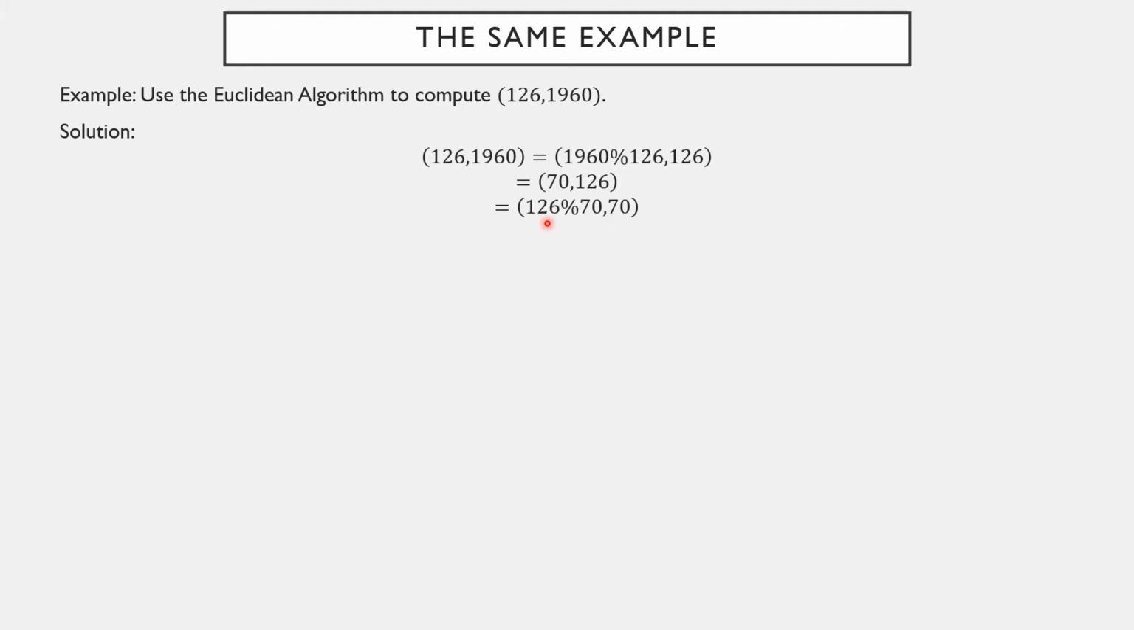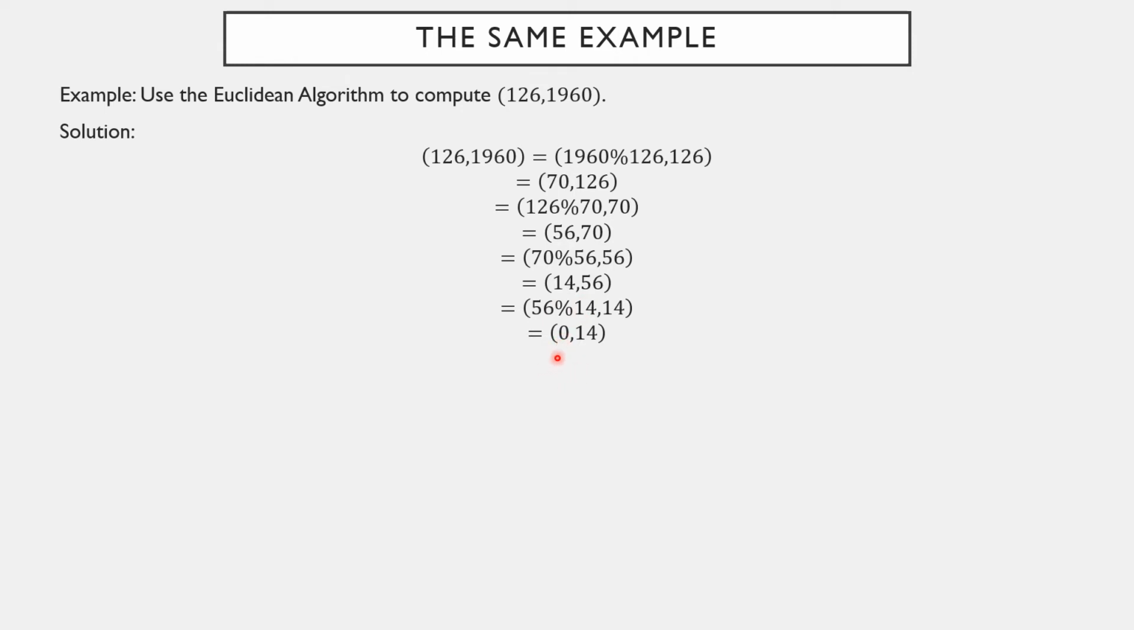We run the division algorithm, except at this point, 126, the remainder when divided by 70, is kind of easy to just spot by hand. It's 56. But notice now that instead of 126, 1960, we had 70, 126, and now we have 56 and 70. The numbers keep getting smaller. Apply the division algorithm again, 14 and 56. Apply the division algorithm again. The remainder here, 56 over 14, the remainder is 0.